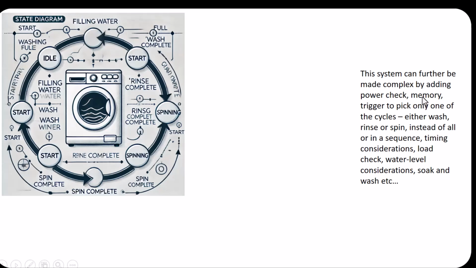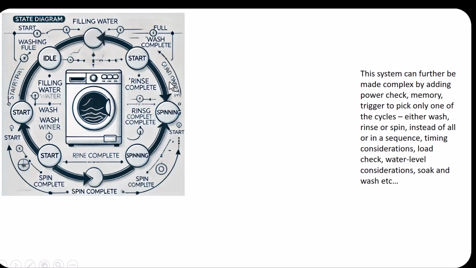And memory. What do you mean by memory? For example, let us assume that the machine is halfway through the spinning cycle, and suddenly the power goes off. What will happen? When the power comes back, it resumes from spinning. It doesn't go back to the initial state or get reset to zero. So that is called memory. This doesn't have a memory. You can have a memory at each cycle, each of the states.